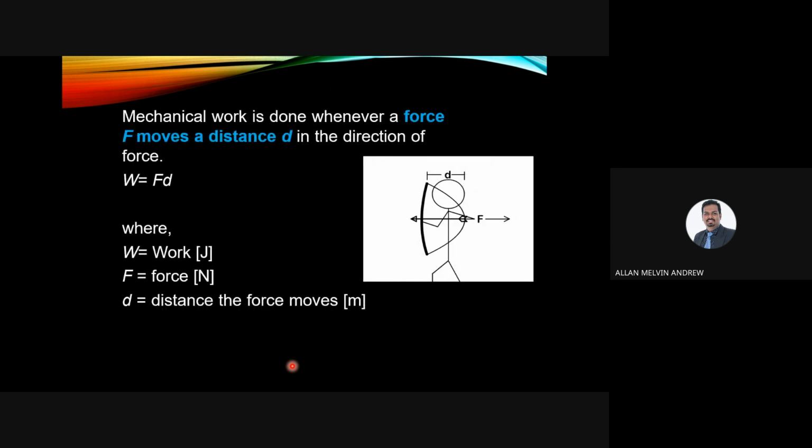Okay, another thing that we always use is the mechanical work. Mechanical work done. Mechanical work is done whenever a force F moves through a distance. So we can see here, force is moving in this direction through a distance of d, so meaning mechanical work is done. The formula for mechanical work done is W equals Fd. F is the force in Newton, d is the distance of the force in meter.